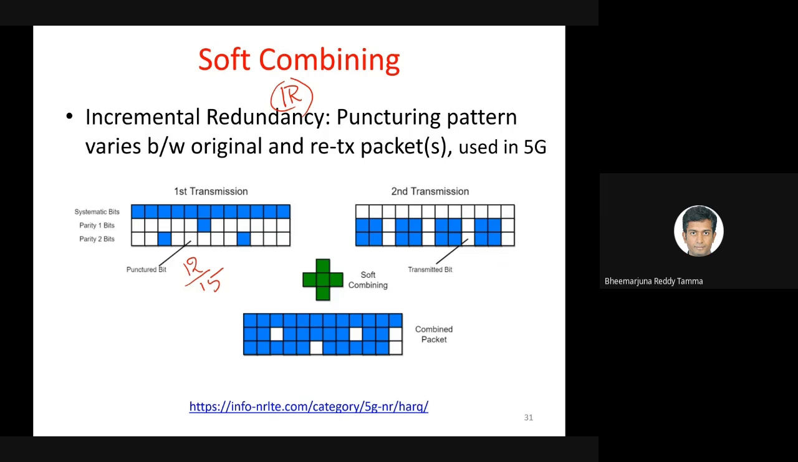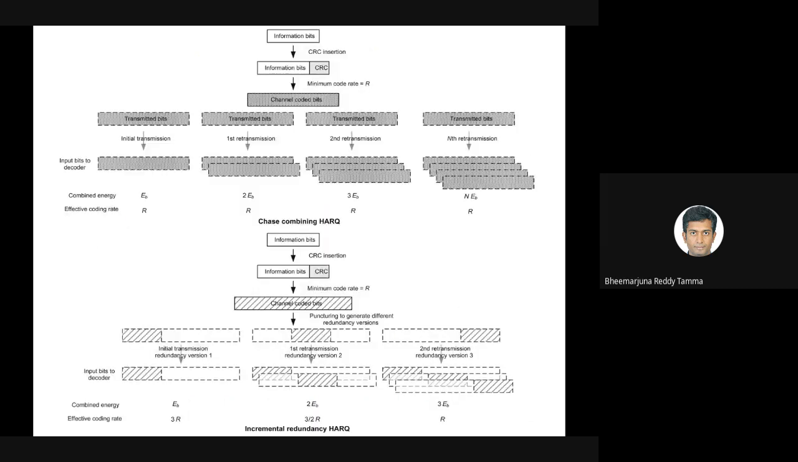But if you look after combining, you not only got the systematic bits, you got almost all the parity bits which are there before any kind of puncturing. That way, the probability of successfully decoding this combined packet is higher than any of the individual ones that you can see here.